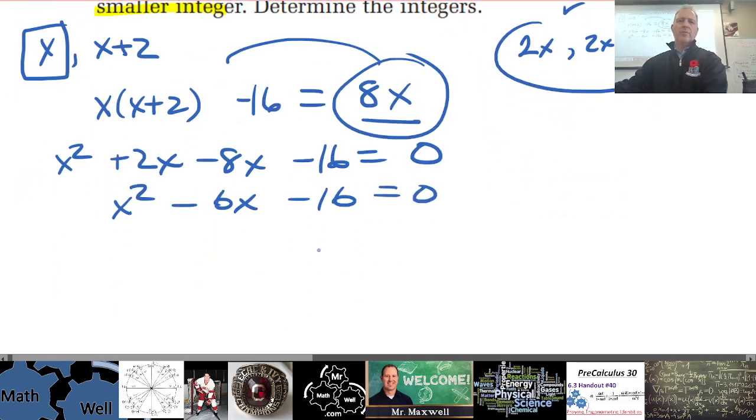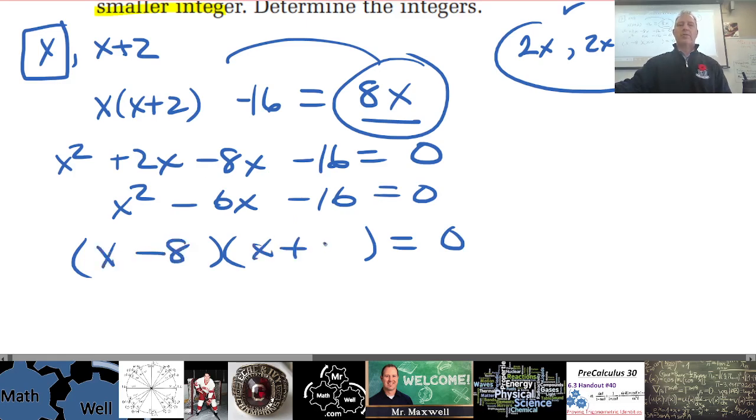And we have lots of different ways we could solve this now. We could factor it, we could graph it, find the x-intercepts. We can factor this, I think, pretty easy by sight, or by intuition. So what are the two numbers that multiply to negative 16, add to negative 6? Negative 8 and positive 2. X minus 8, x plus 2. Okay, so our two options are x equals positive 8 and x equals negative 2.